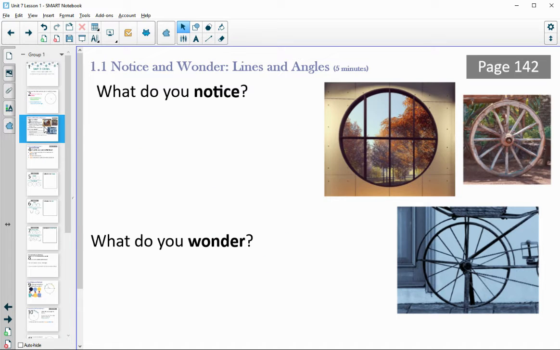So in this first activity, it starts on page 142, just a notice and wonder about these three pictures. So we've got a window here, a wagon wheel, and a bicycle. So go ahead, what are some things that you notice? And what are some things that you wonder? Write down a few things.